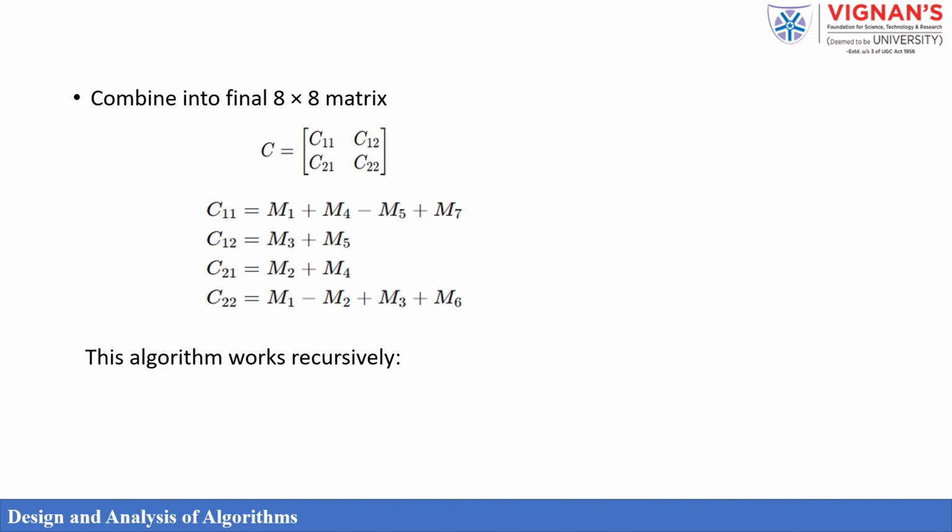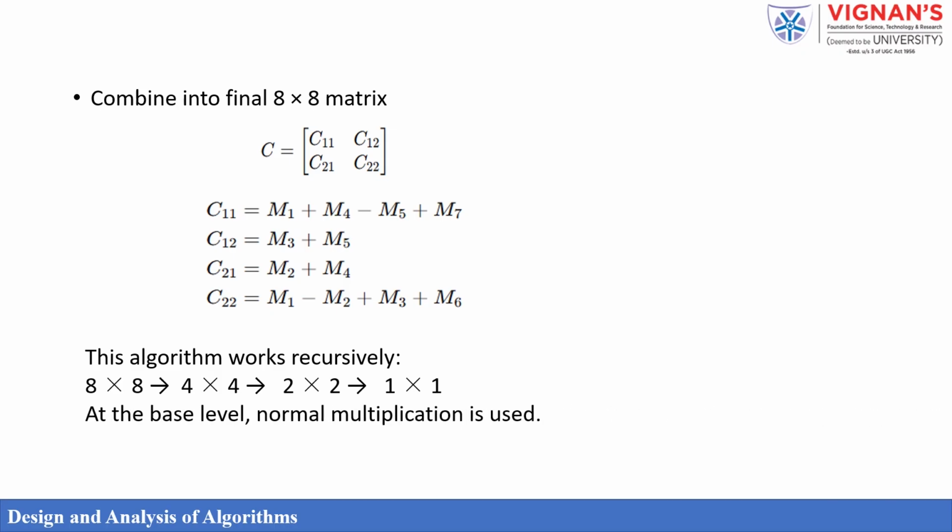Now observe the recursive nature of Strassen's algorithm. The multiplication proceeds as 8 by 8 reduces to 4 by 4. 4 by 4 reduces to 2 by 2. 2 by 2 reduces to 1 by 1. At the base level, normal matrix multiplication is used. This recursive reduction, along with fewer multiplications at each level, makes Strassen's algorithm faster than the conventional method.